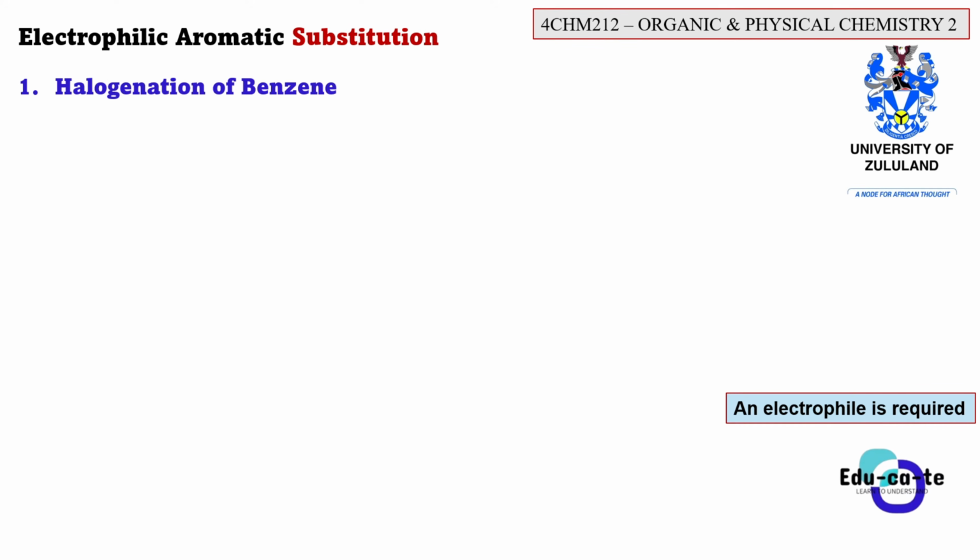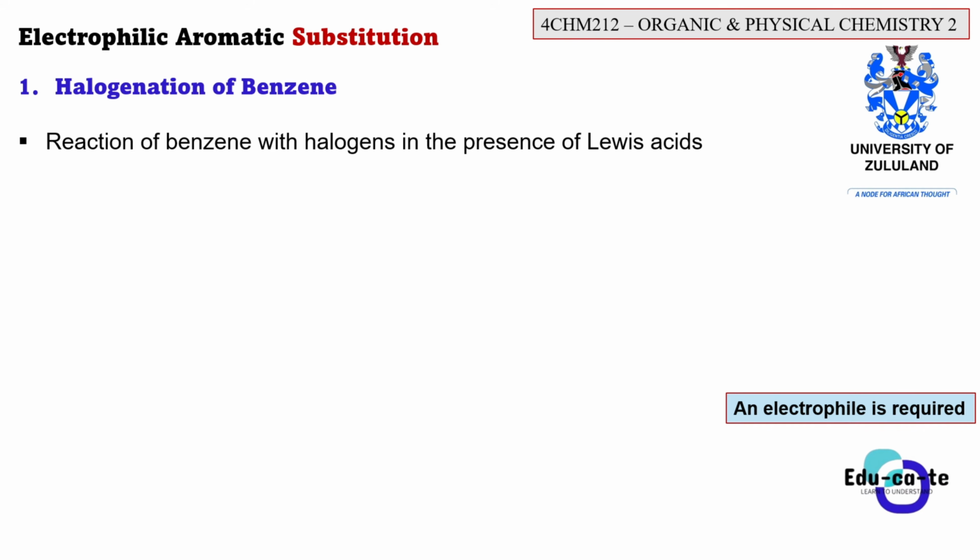Let us do the halogenation of benzene. This is a part of our electrophilic aromatic substitution reactions. In our previous videos, we've already introduced the concept of electrophilic aromatic substitution. Now we are doing a specific one that is known as halogenation of the benzene ring.